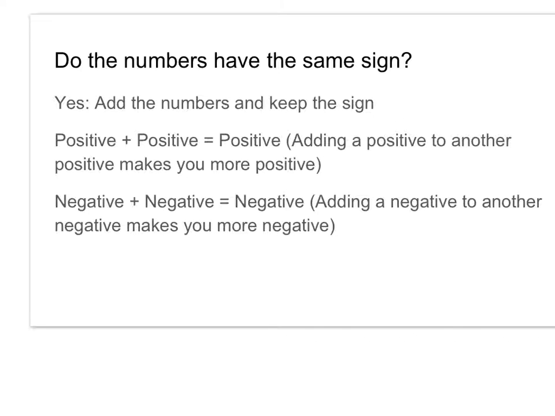So adding means combining. When they have the same sign, you just add the numbers and keep the sign. Because obviously if you're gaining or becoming positive, you're going to keep going positive if you add more positive. If you're negative and you keep adding more negative to it, you're going to keep going further negative.